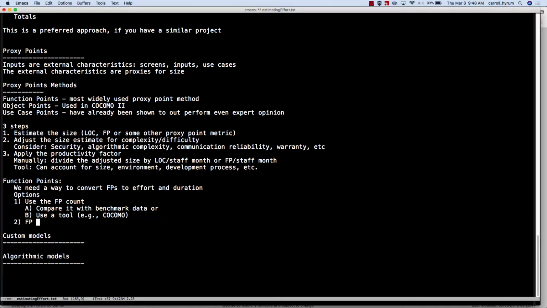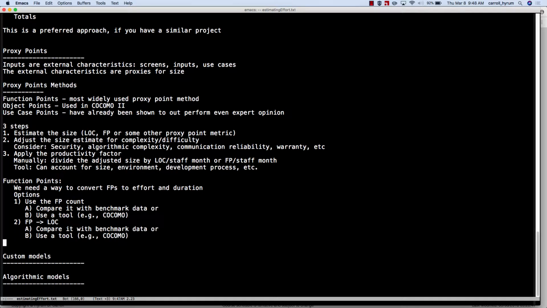Option number two is, maybe surprisingly, maybe not, take the function points and convert them to lines of code. Okay. Now we can, there's a pattern here. We can either compare it again to benchmark data using lines of code, now that we've converted it, or we can use that as input to something like Kokomo.